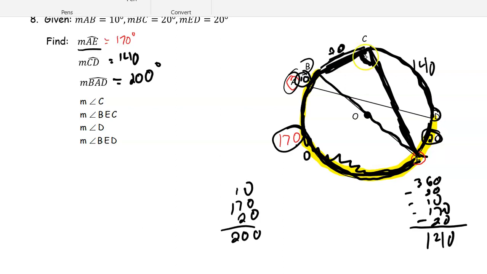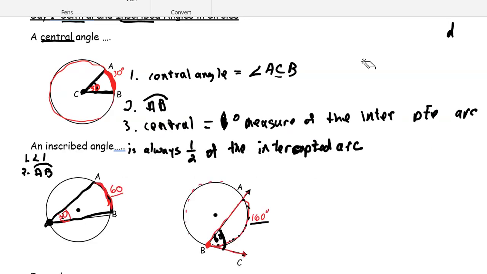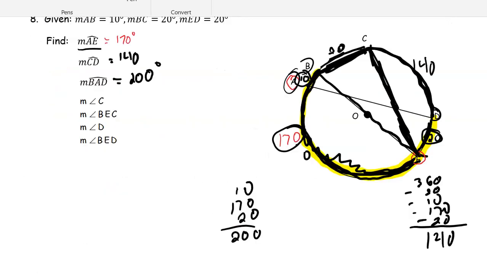Actually, I probably made that one a little too hard because this is one of our little rules where this is basically an inscribed angle that creates a semicircle. This would have to be 90 degrees. So we could have actually just written that down right away.